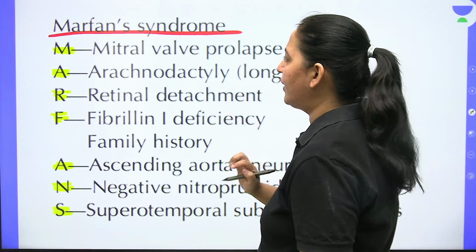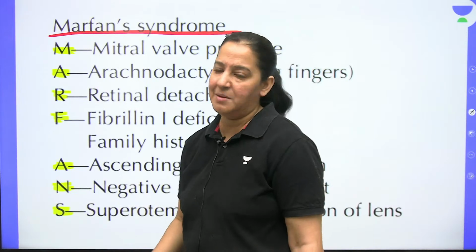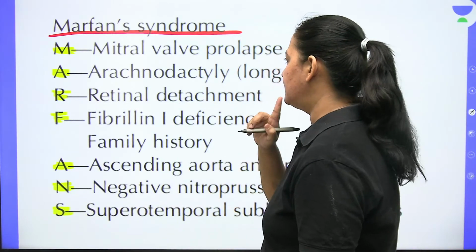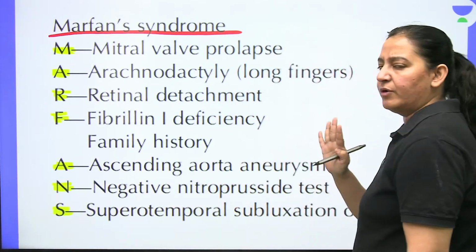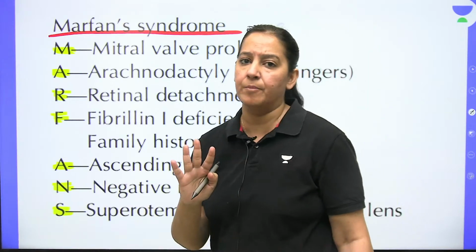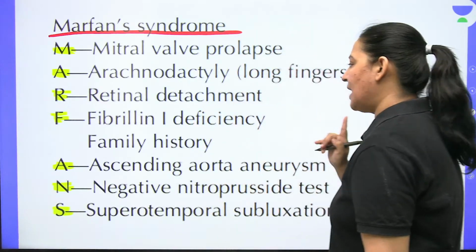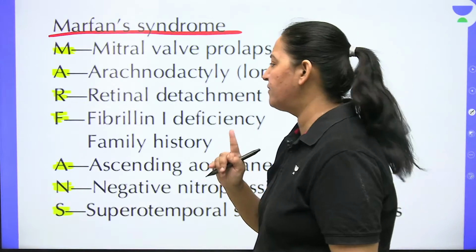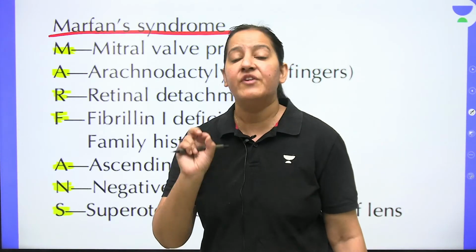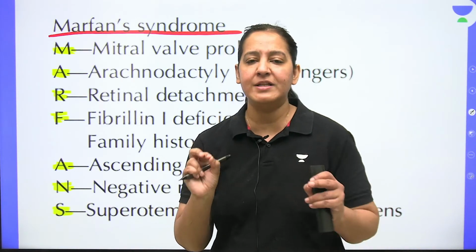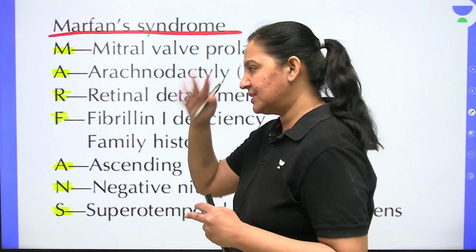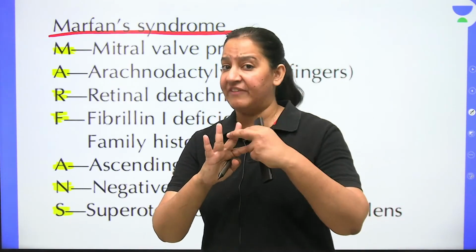So what is the mnemonic? The mnemonic is Marfan's itself. Now in this mnemonic, have you read about the Marfan syndrome? In this Marfan syndrome, there is an abnormality in the gene. The name of the gene is fibrillin 1 gene. Fibrillin 1 gene is mutated. That's why the patient has Marfan. The patients are tall. These patients have long fingers.